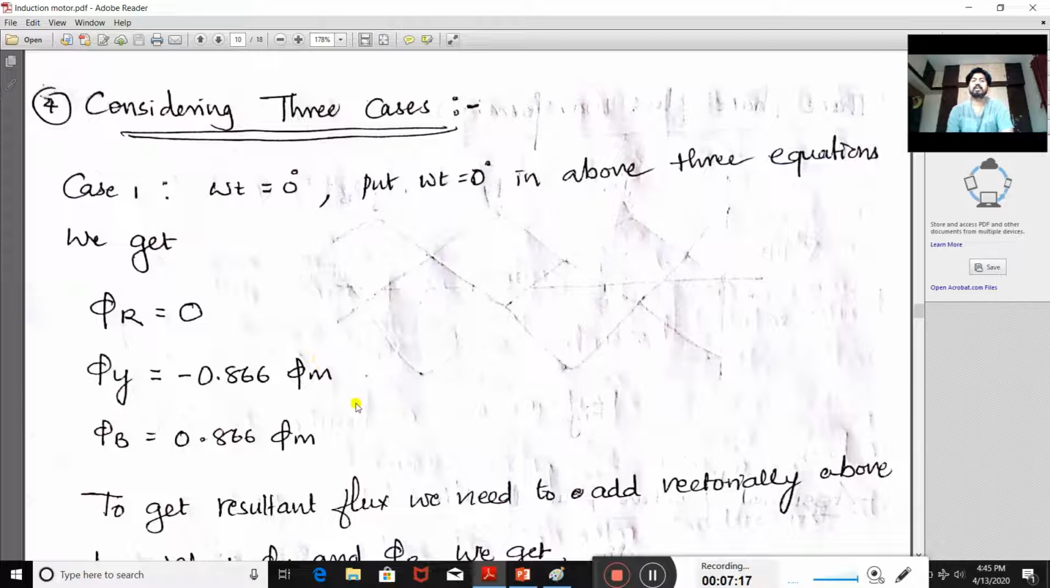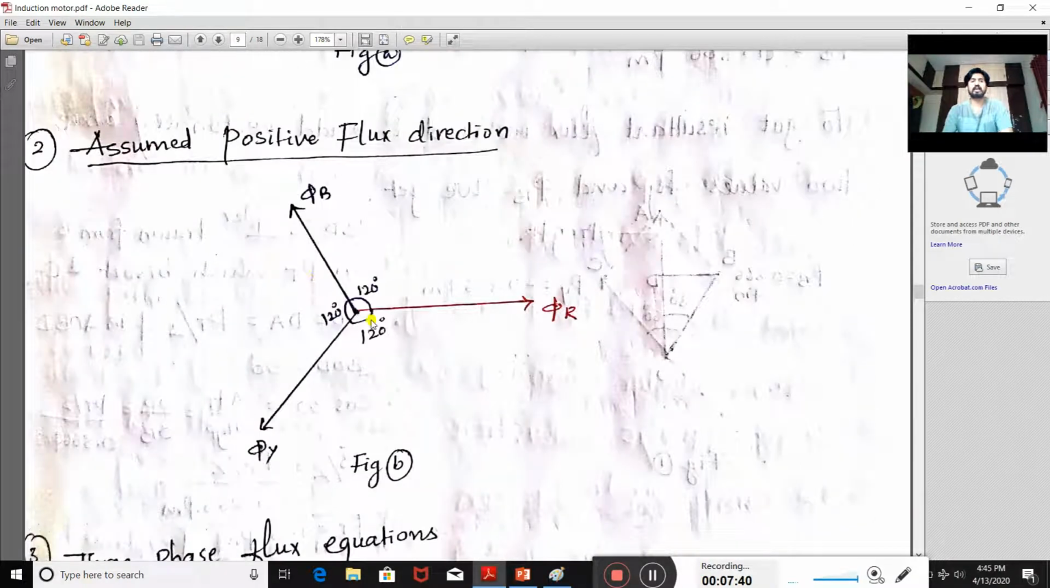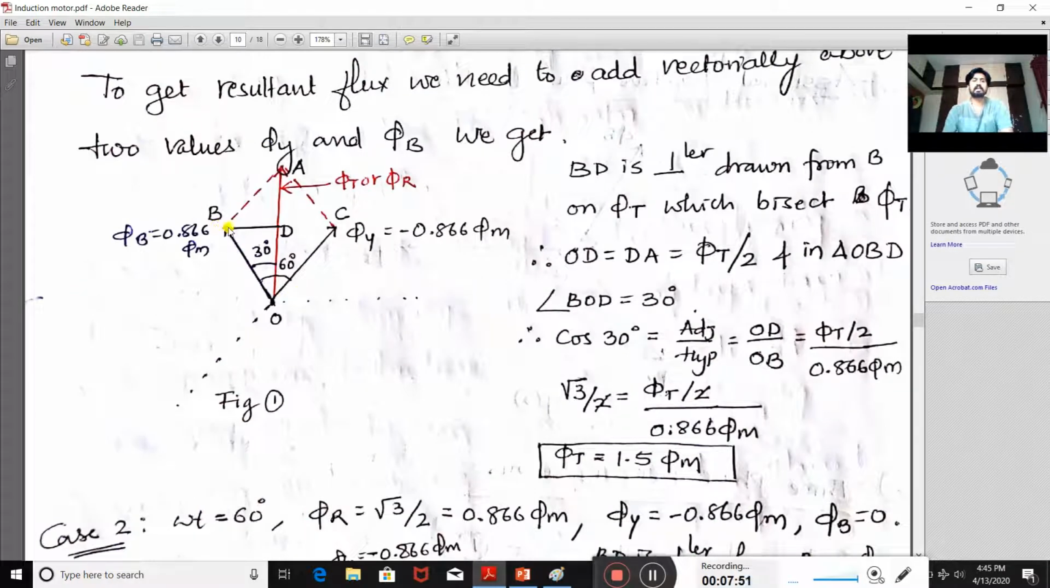Now I want a resultant flux. How to get the resultant flux? That can be obtained with the help of phasor addition of phi y and phi b. I can obtain a resultant flux, or it can be called the total flux. Now phi y is a negative value and phi b is a positive value. So phi b I will draw in this direction because it is positive, but phi y is a negative value, so I will draw it in this direction. That is what I have drawn here.